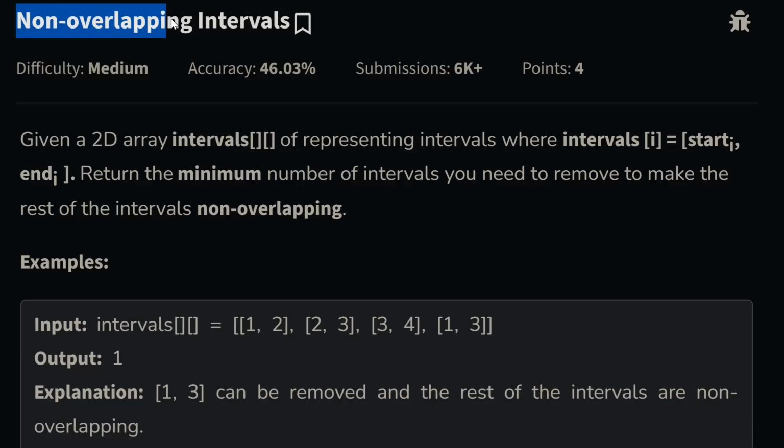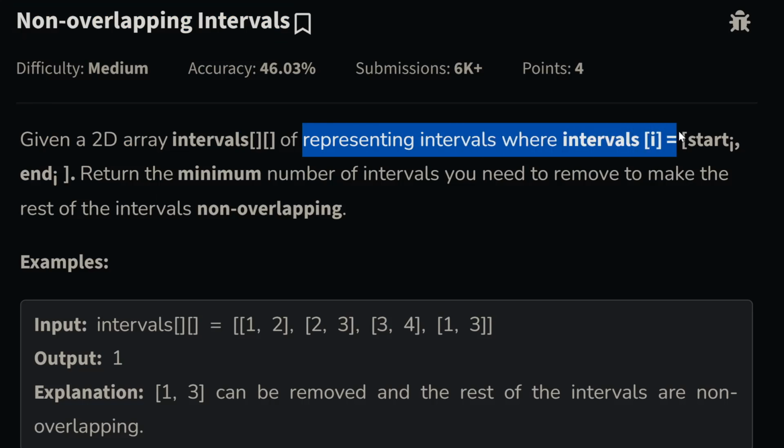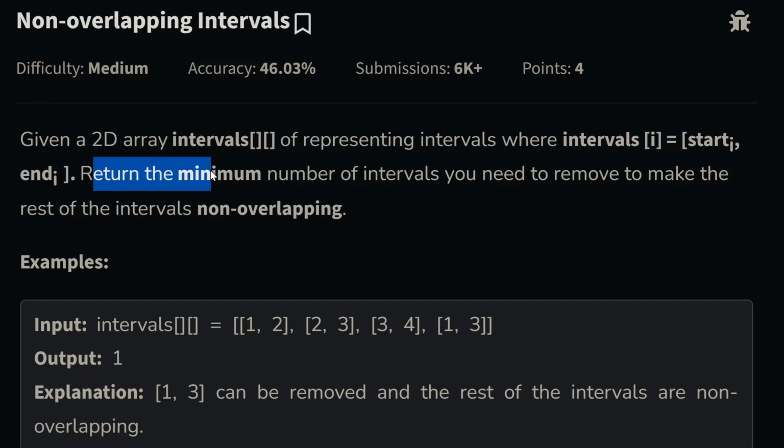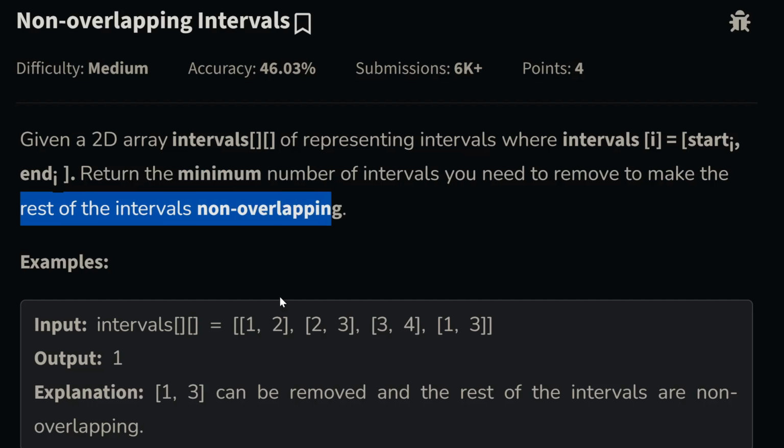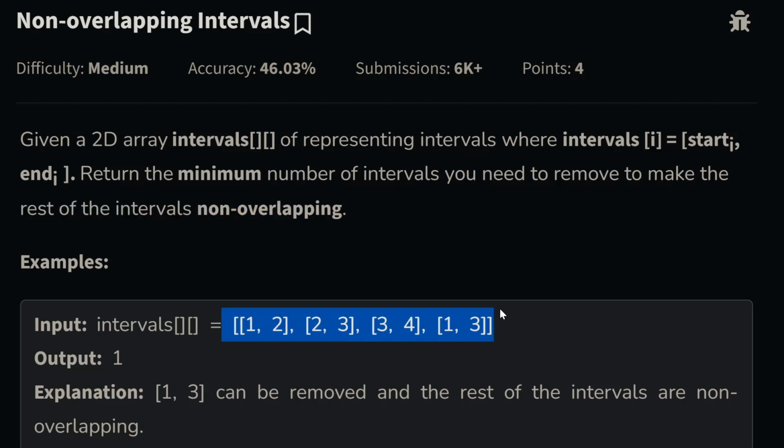Here we go. We have a question: non-overlapping intervals. You are given a 2D array representing interval start time and end time. We need to return the minimum number of intervals you need to remove to make the rest of the intervals non-overlapping. So we have this example. In this, we have these three: first, this, and this. So we have these three overlapping intervals.